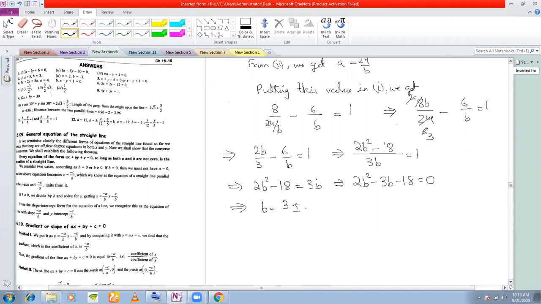So the only way is by Sridharacharya then. Minus B plus or minus root of B square minus 4 into A into C divided by 2 into 2. 3 plus or minus square root of 9, 9 minus 144. That is not possible. So you're getting an imaginary value of B.